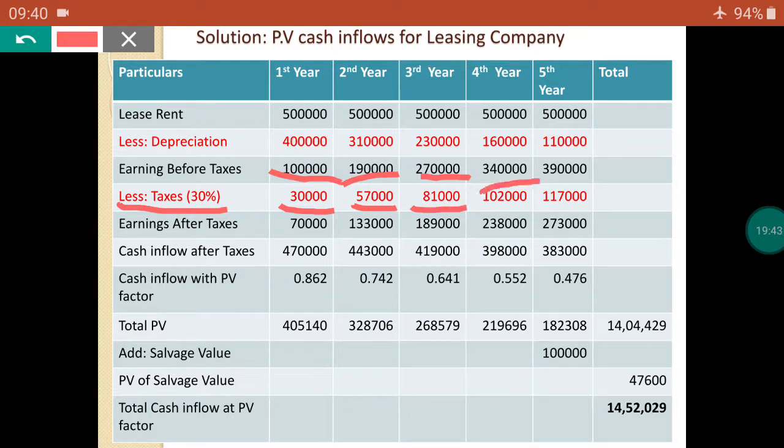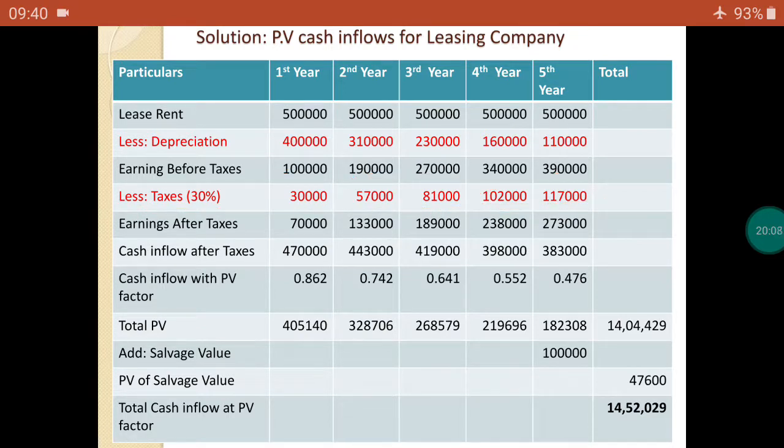On 3 lakh 40,000, tax at 30% is 1 lakh 2,000 rupees. On 3 lakh 90,000, 30% tax is 1 lakh 17,000 rupees. Okay, you can get the taxes. After getting the taxes on EBT, you calculate earnings after taxes.